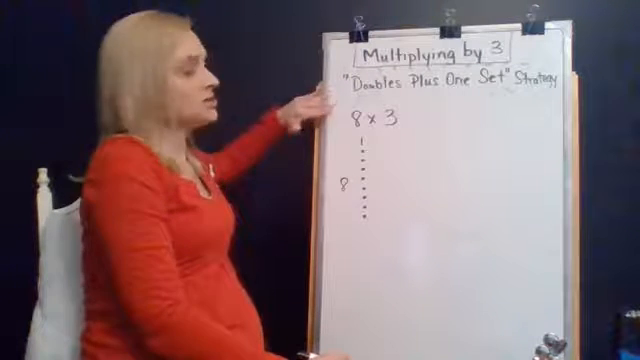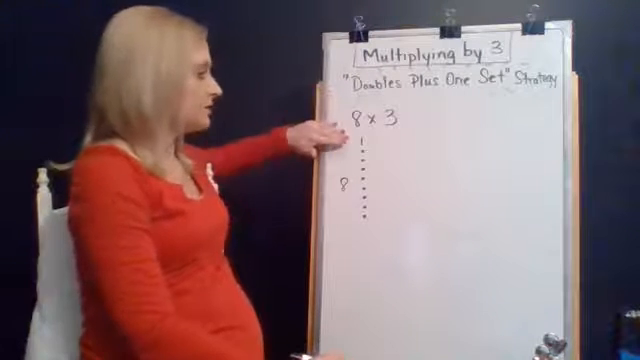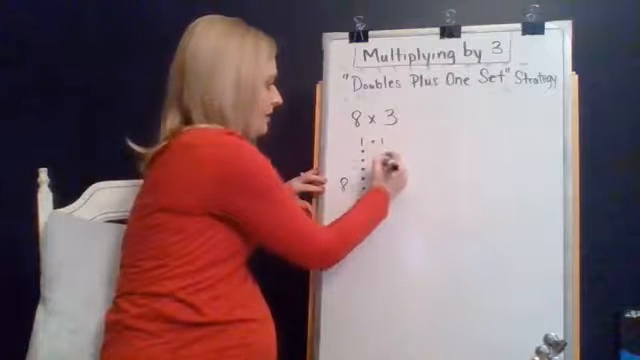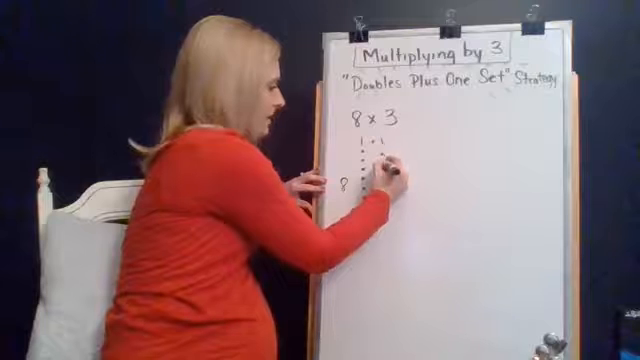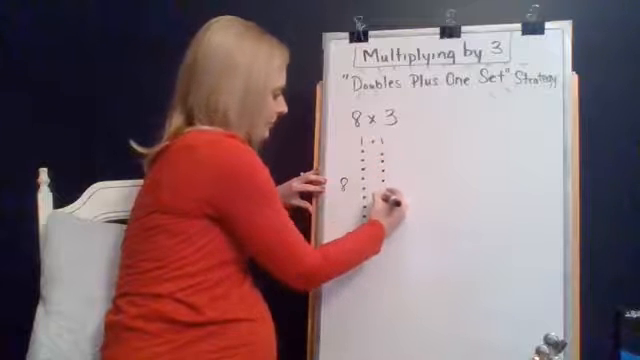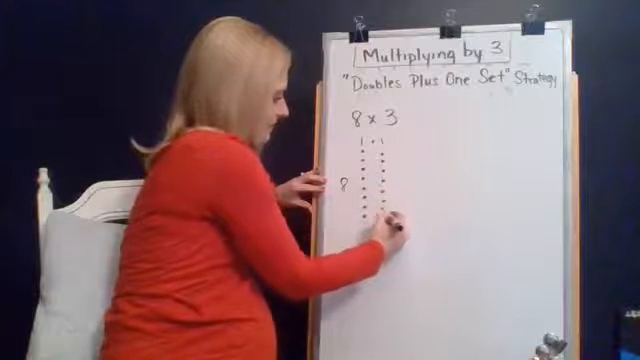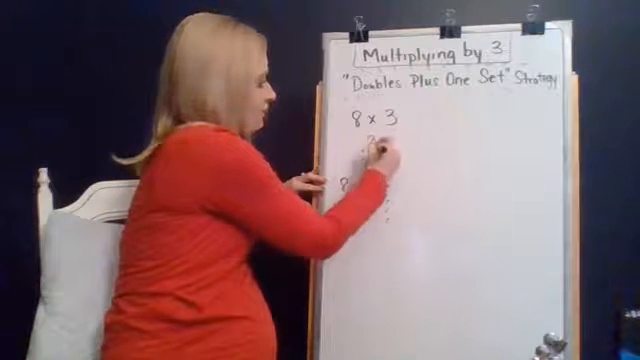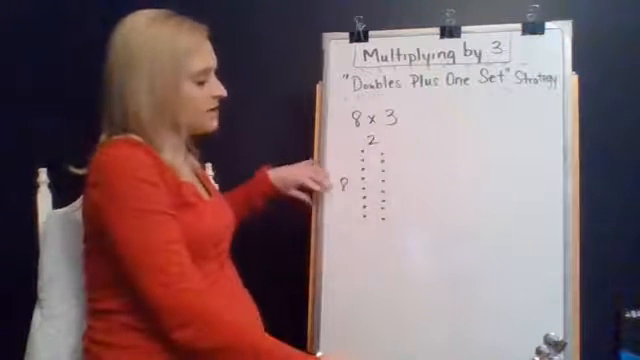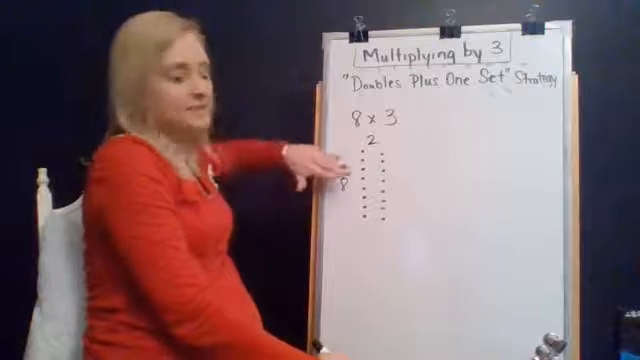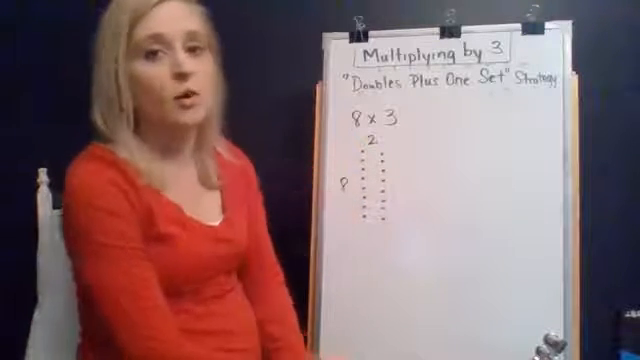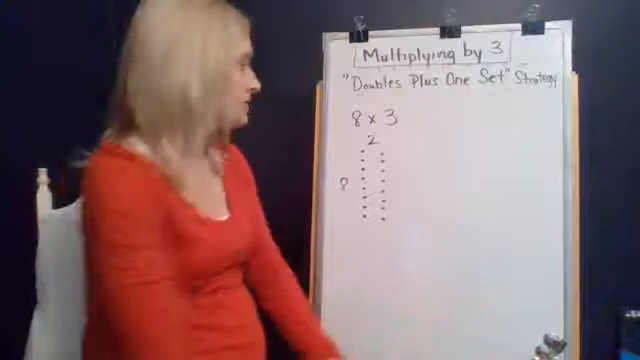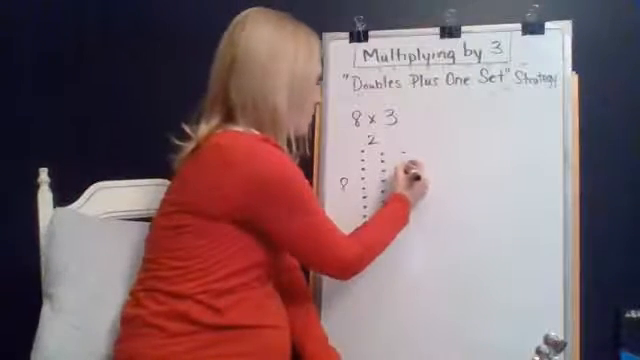But this strategy tells us that we can double 8. So I'm going to add another set here. Not really adding a set, but I'm doubling it. So instead of that, I'm going to have 2 across here. So if I double 8, then I'm going to have 16 altogether. Well, to have 3 sets of 8, that means I need to add 1 more set. So I'm going to add 1 more set.